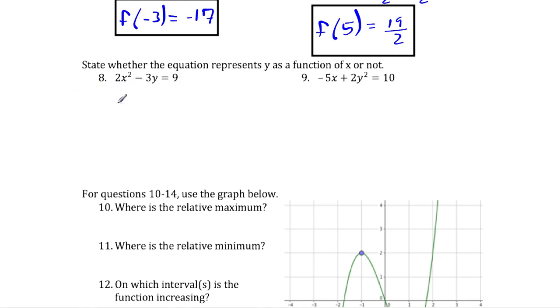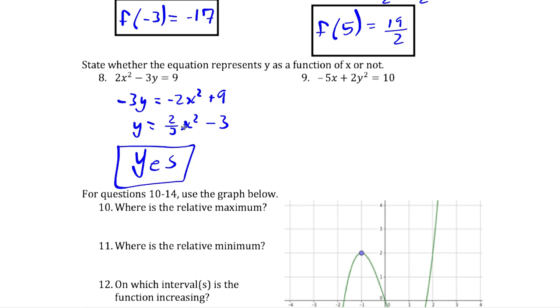So what I can actually do is solve for y. So -3y is equal to -2x squared plus 9. Y is equal to 2/3 x squared minus 3. Yes, this is a function. Notice this is a quadratic function. We've seen this before. The highest exponent is 2, so this is a quadratic function.